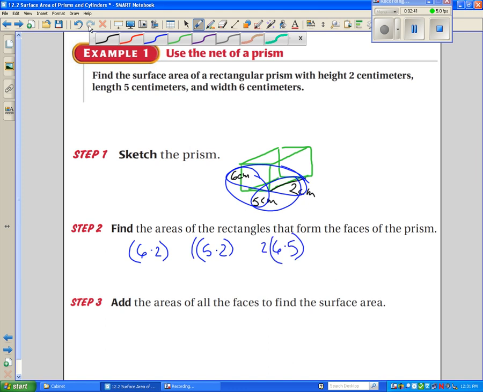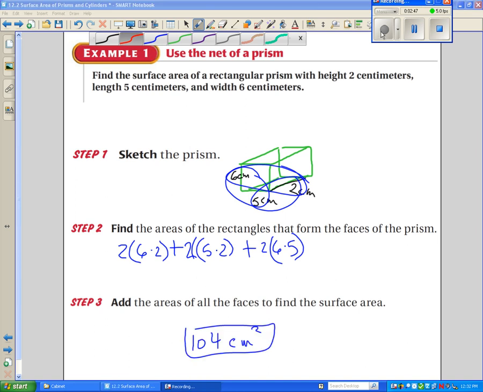So I got 2, and then I got 2 here, and we just add this up to find the total surface area. Each of these is a pair of faces, and I add them all up, I get 104.